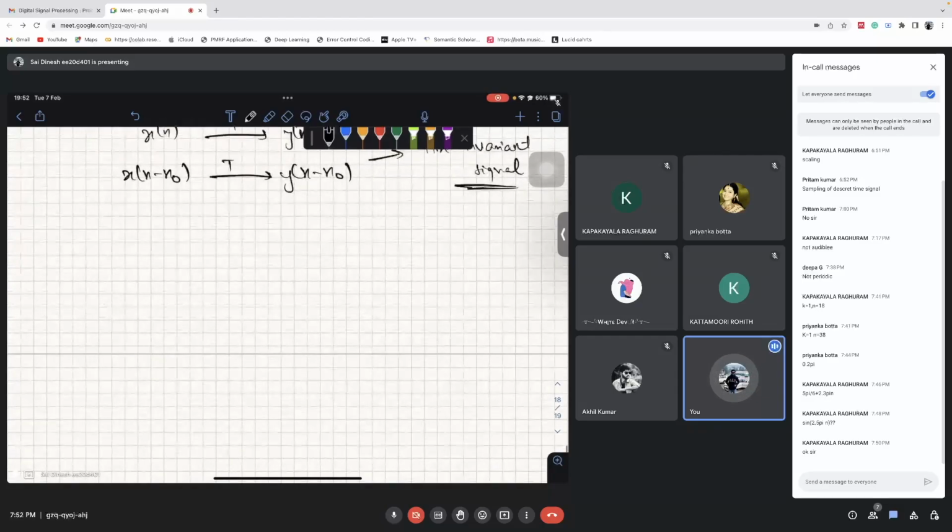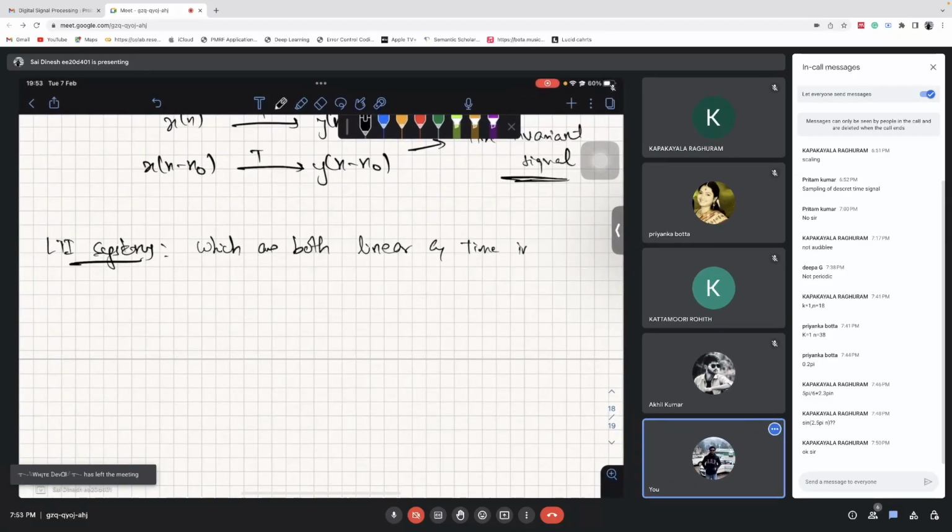So there are these types of systems called LTI systems, which are both linear and time invariant. For the last 5 minutes I'll just give one example with time invariance, linearity and time invariance, and then we can just leave.